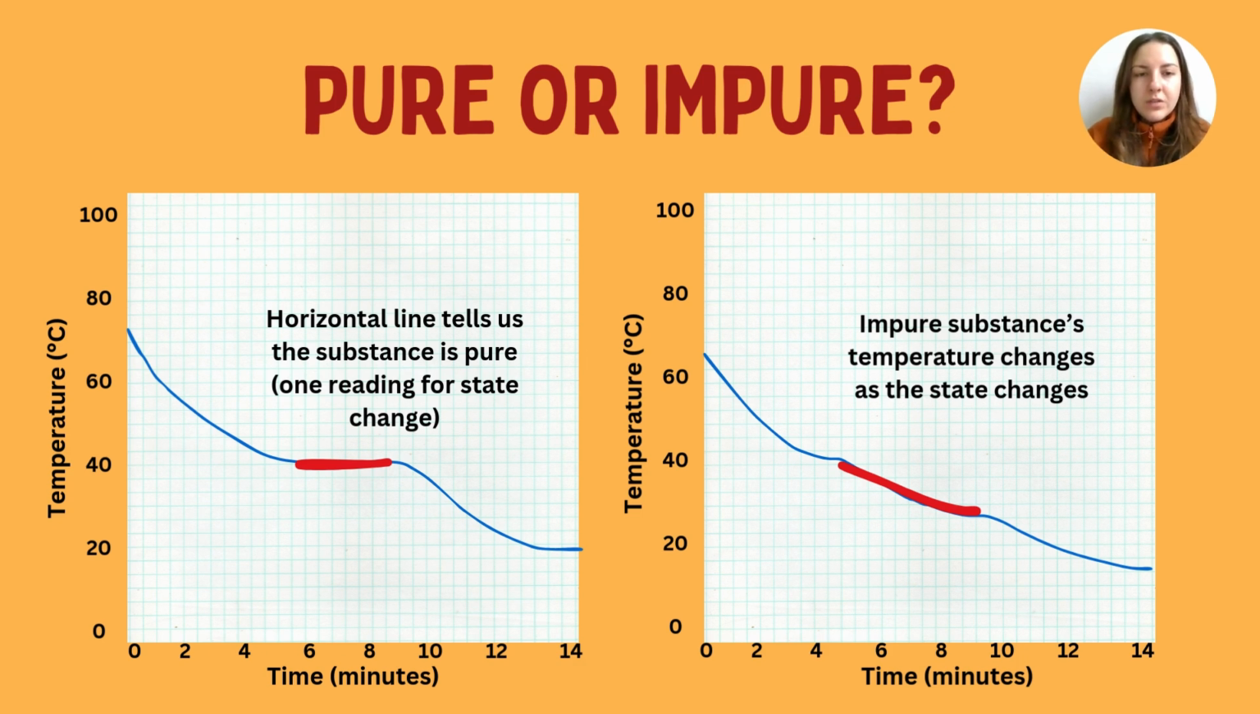However, with an impure substance, there is a range of values for the temperature across a state change. So maybe the boiling point or melting point, for example. You can see that range of temperatures indicates there are a range of substances that are melting or boiling at different temperatures, and that's why we know it's impure.